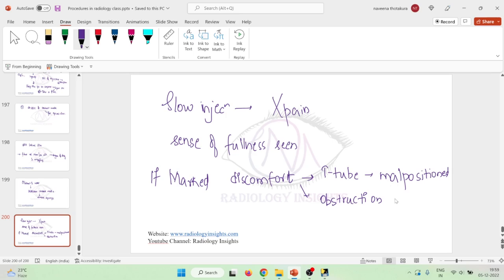So in these cases, it is better to stop the procedure and evaluate the films which are already taken, and based on that take the decision whether you should continue or not. Okay, so this is about the method of T-tube cholangiogram. Thank you.